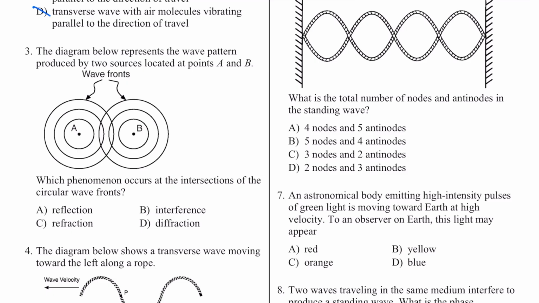Number 3. The diagram below represents the wave pattern produced by two sources located at points A and B. Which phenomenon occurs at the intersections of the circular wave fronts? So they're talking about this area. So basically this is going to be interference because we can see here that two waves are interfering with each other.